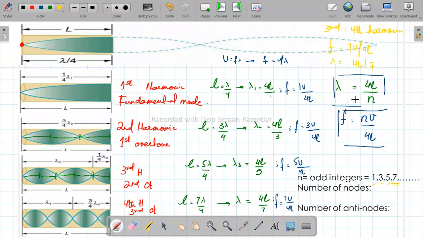Now, they might ask you to write down the number of nodes and antinodes in the third overtone or fourth harmonic.